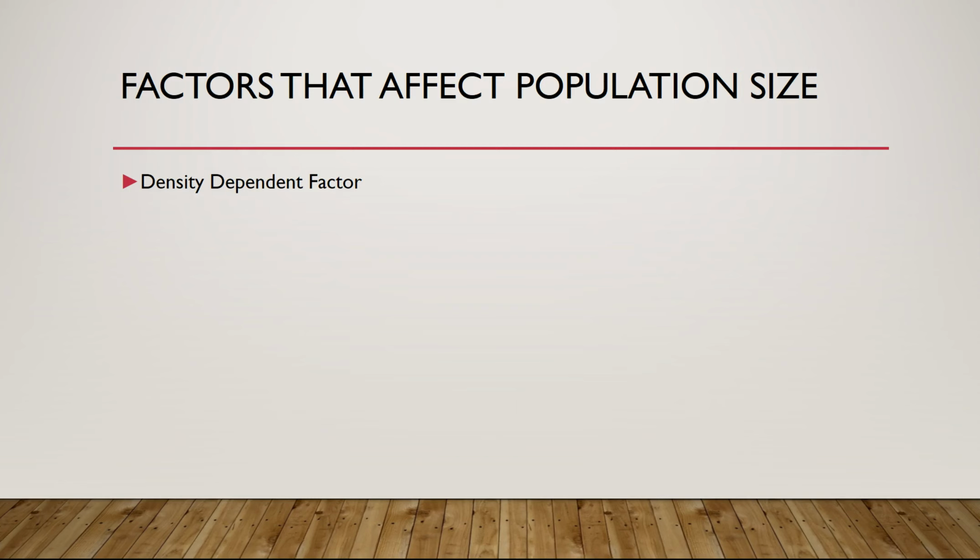All right. So one of the types of factors, I should say, that affect population size are what we call density-dependent factors. And those are the things we kind of talked about already. So density-dependent factors are things whose effect on a population changes as the population density changes.